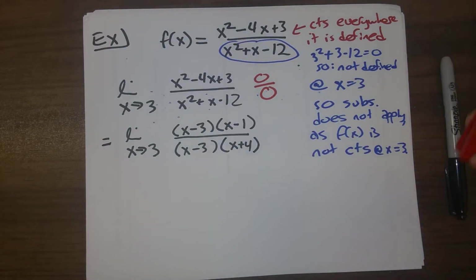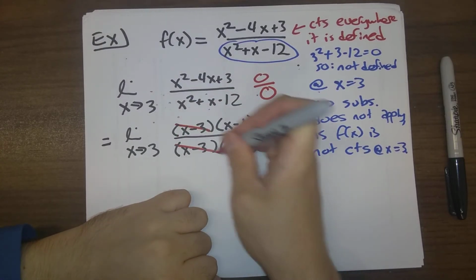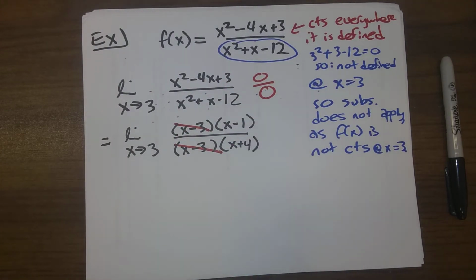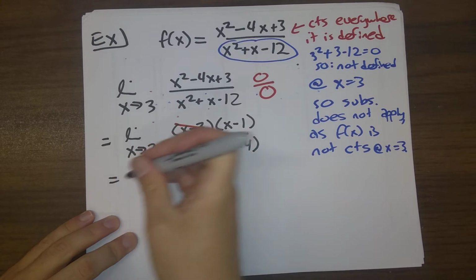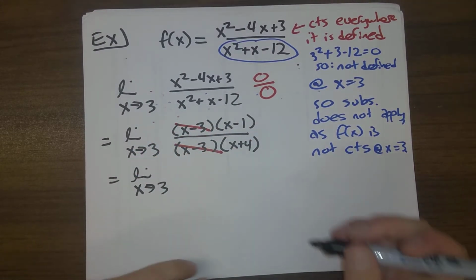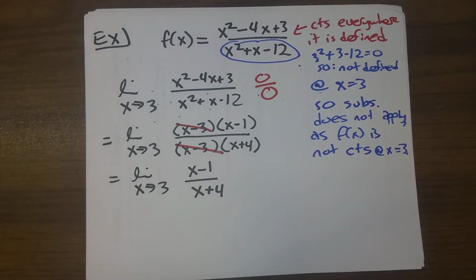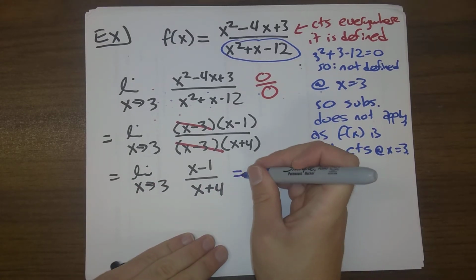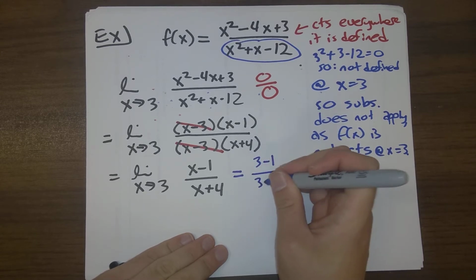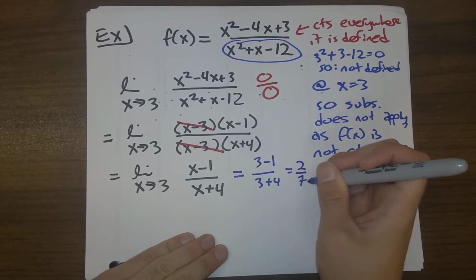And we're allowed now to algebraically manipulate this by, we can cancel out the factors of x minus 3 in both the numerator and denominator. And so we end up with the limit as x goes to 3 of x minus 1 over x plus 4. And now we no longer get issues when we plug in x is equal to 3. So we can just go ahead and use the fact that now this is continuous at x is equal to 3, plug in x is equal to 3, and so our answer is just 3 minus 1 over 3 plus 4, which is 2/7.